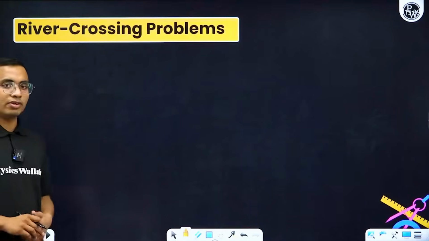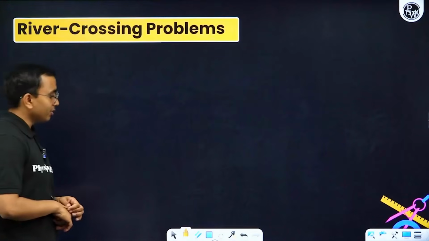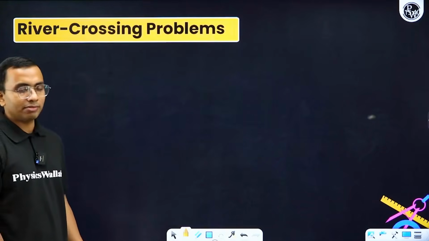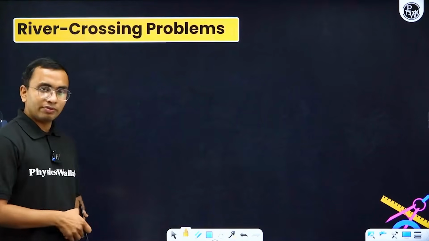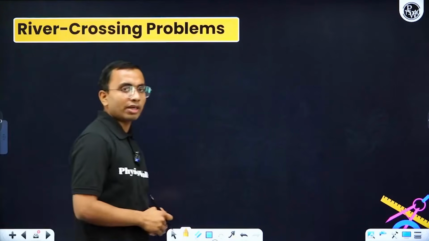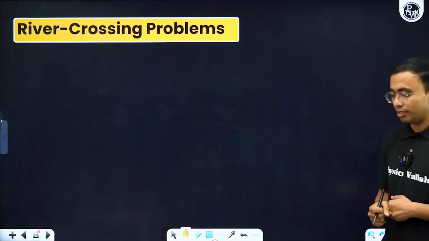Next is river crossing problems. Now we are coming to the actual problems in relative velocity, meaning river crossing and the rainman problems. These problems are frequently asked in JEE Mains. So these concepts you need to understand very clearly.